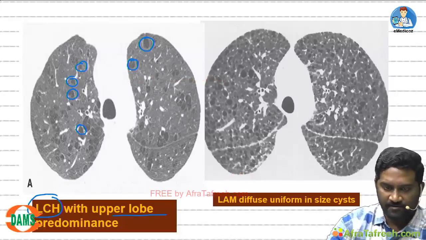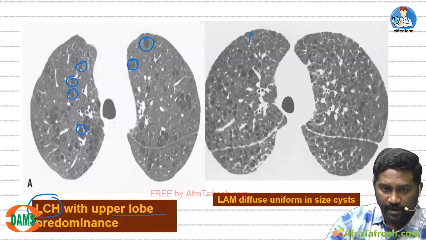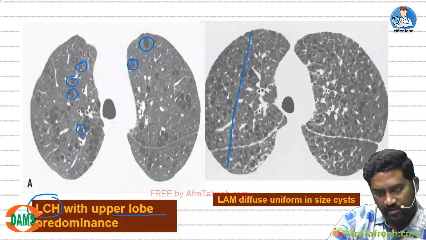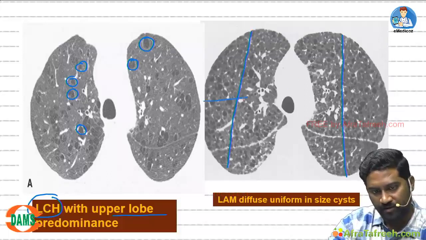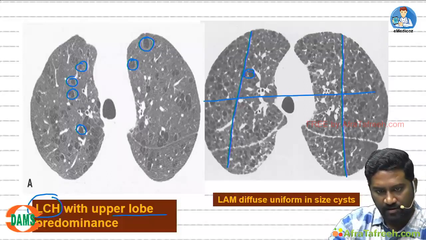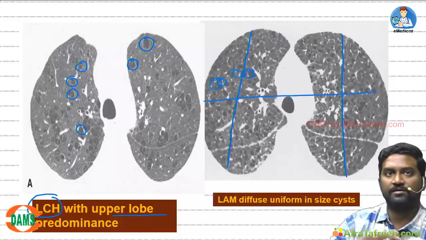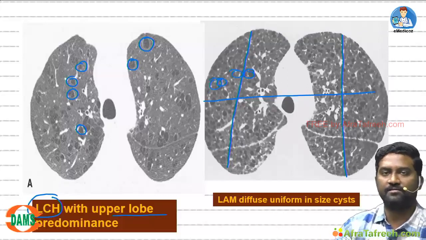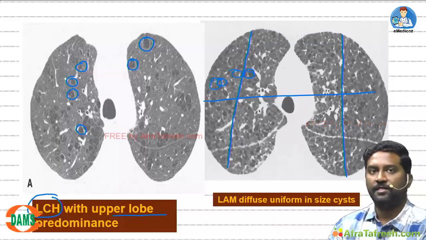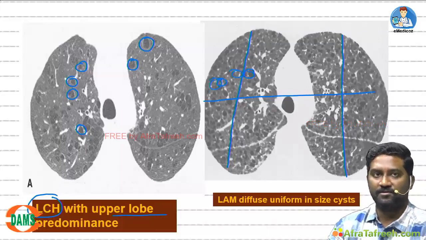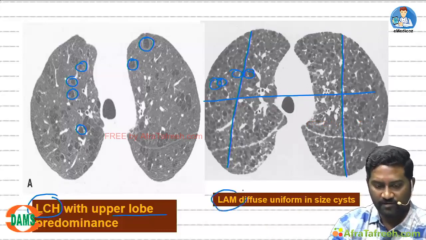Whereas the next image, if you see, they are diffuse, bilateral, top to bottom, side to side. You can see there are cysts in all the quadrants, diffusely distributed. This is lymphangioleiomyomatosis. This is the difference.